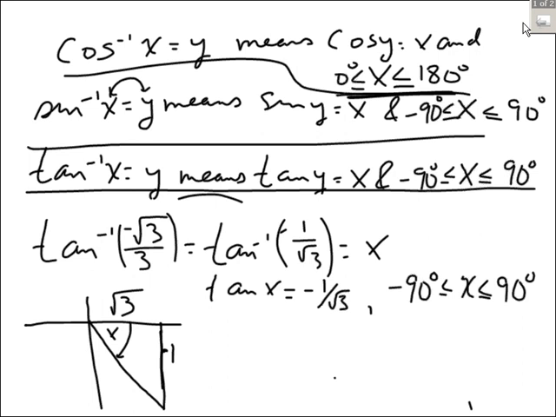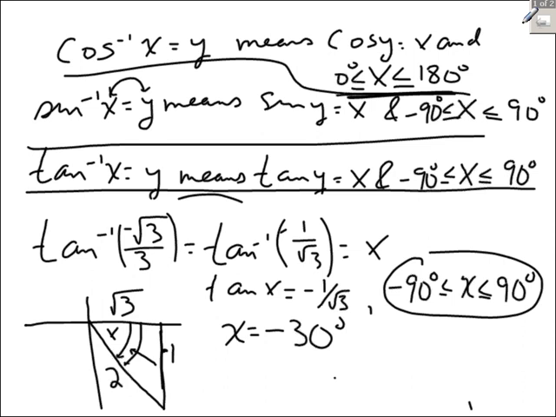Okay, so now we should recognize this as a 1, 2, square root of 3. Opposite 1 is 30 degrees. So our x is negative 30 degrees, because we're going backwards. And we like that answer because negative 30 degrees is in between negative 90 and positive 90. Okay, so x is negative 30 degrees.